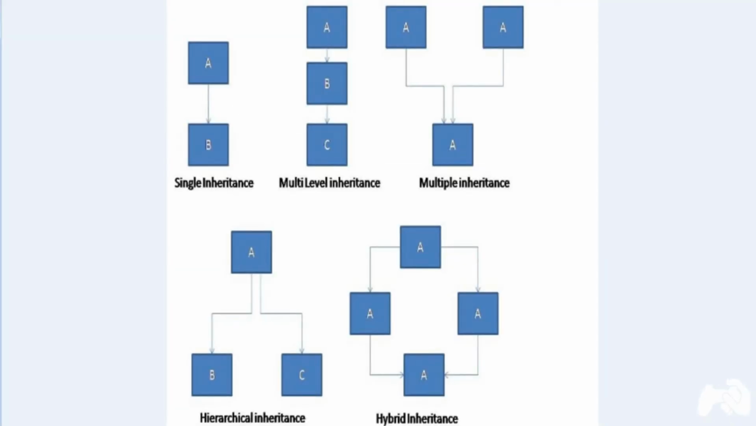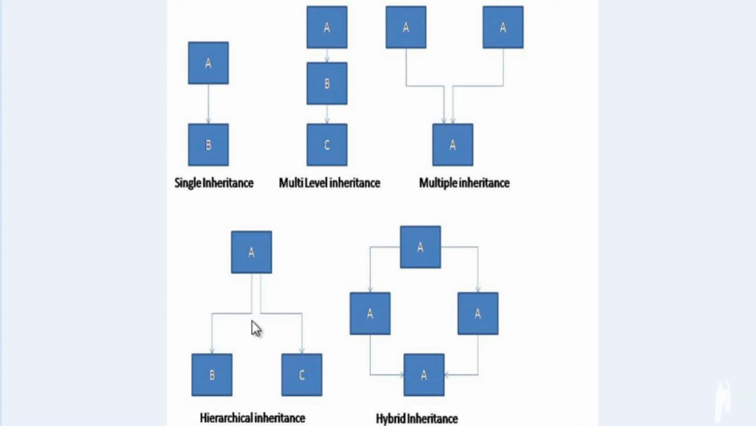So these are all the types of inheritance available in object-oriented programming. One of them is single inheritance, where there's only one base class and only one derived class. Then we have multi-level inheritance, where this is the base class from which this class is derived. Then this class becomes a base class from which this class is derived. Then over here we have 2 base classes from which one derived class is derived, which is known as multiple inheritance. Many people confuse multi-level and multiple, so make sure you differentiate them properly.